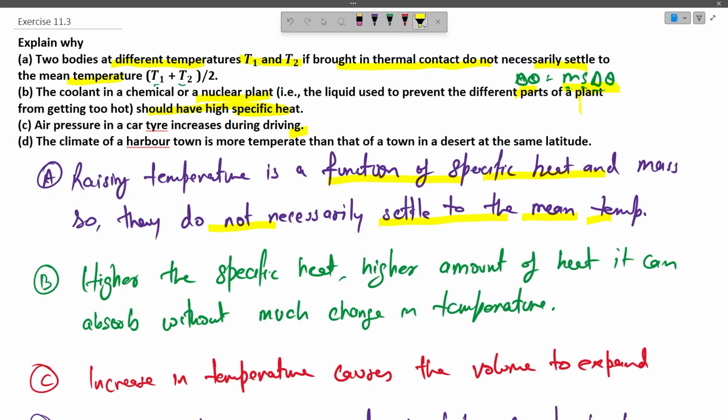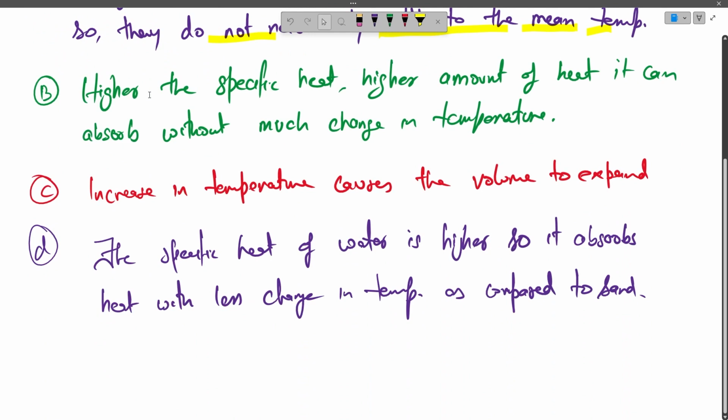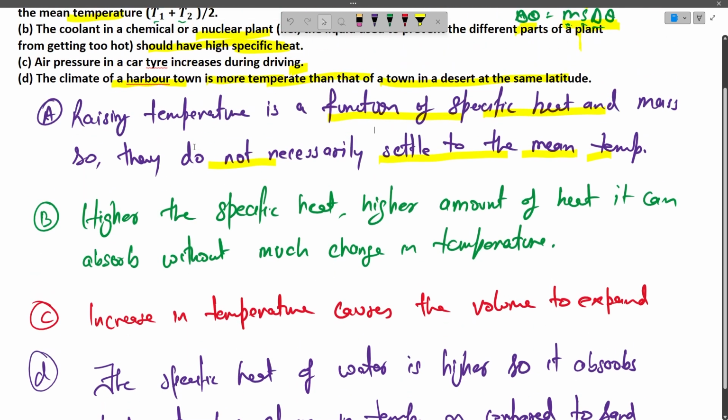And in the fourth question we have: the climate of a harbor town is more temperate than that of a town in a desert at the same latitude. So it is saying that in a desert the town gets a higher change in temperature during day and night as compared to the town located near a water body. This is because water bodies have a higher specific heat, so they restrict much change in temperature as compared to sand, which has a lower specific heat than water. So a higher amount of change in temperature is seen in the desert area. Thank you.